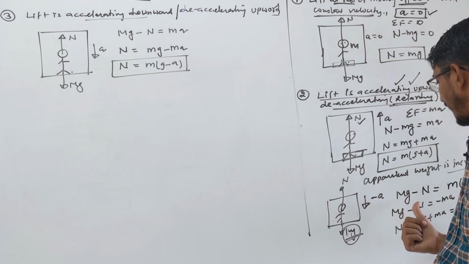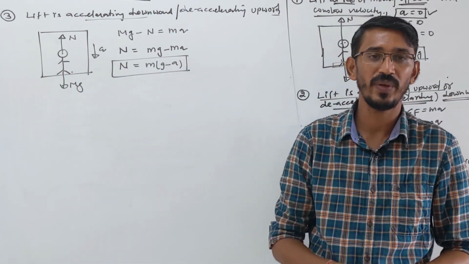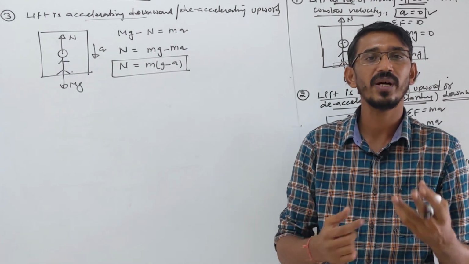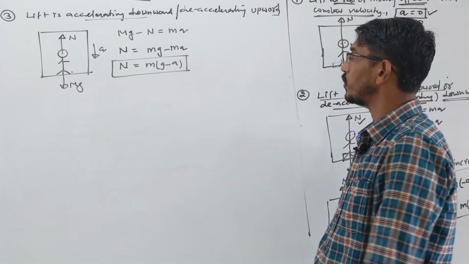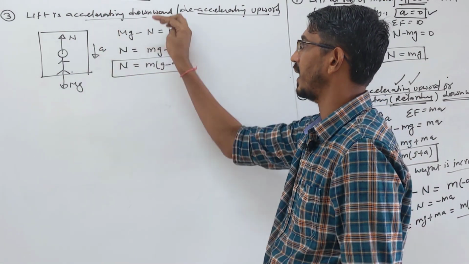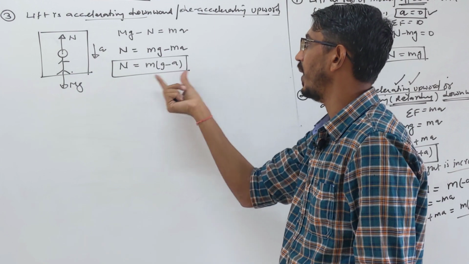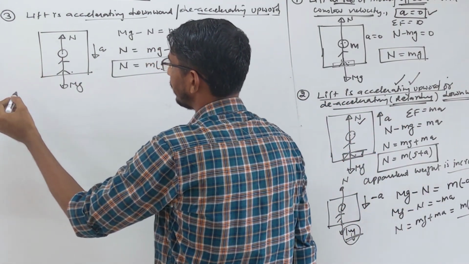The same way, if you put a weighing machine here, it will show less weight. Your apparent weight will be reduced, correct? The reading will be less than your real weight. Here the reading will be more than the real weight. The same case as decelerating upward, which is moving upward with minus a. You write N minus mg is equal to minus ma, you get the same answer. Weight is reduced, so apparent weight is less here than the real weight.